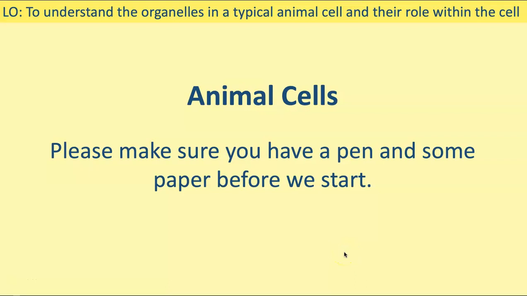Everyone, today's screencast is going to cover animal cells. You need to make sure that you've got a pen and some paper before we start. Once you've got a pen and paper, pause the screencast and write down today's LO, which is to understand the organelles in a typical animal cell and their role within the cell.